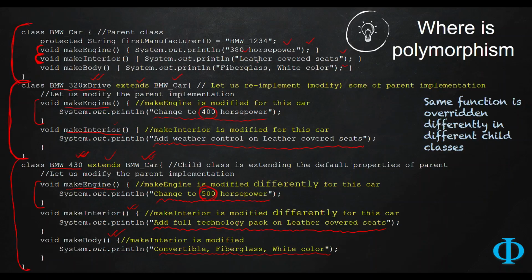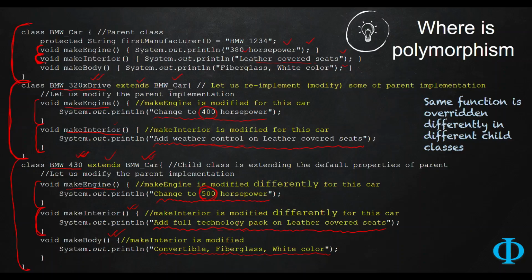In the parent, it has leather covered seats by default, and then in the BMW 320 xDrive, it has added weather control on top of this leather covered seat. And then in the BMW 430 class, according to the model specification, it is implemented in an entirely different way, adding a full technology pack.